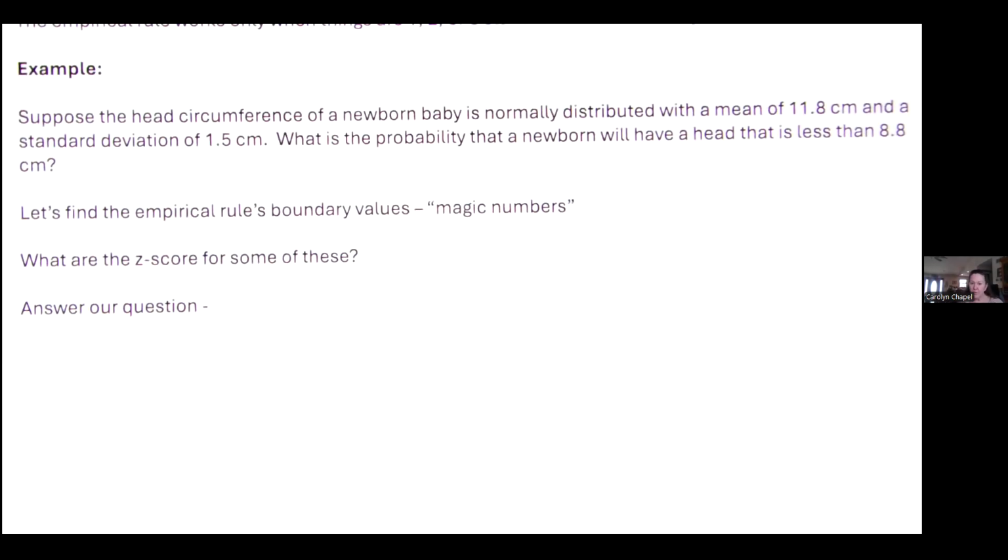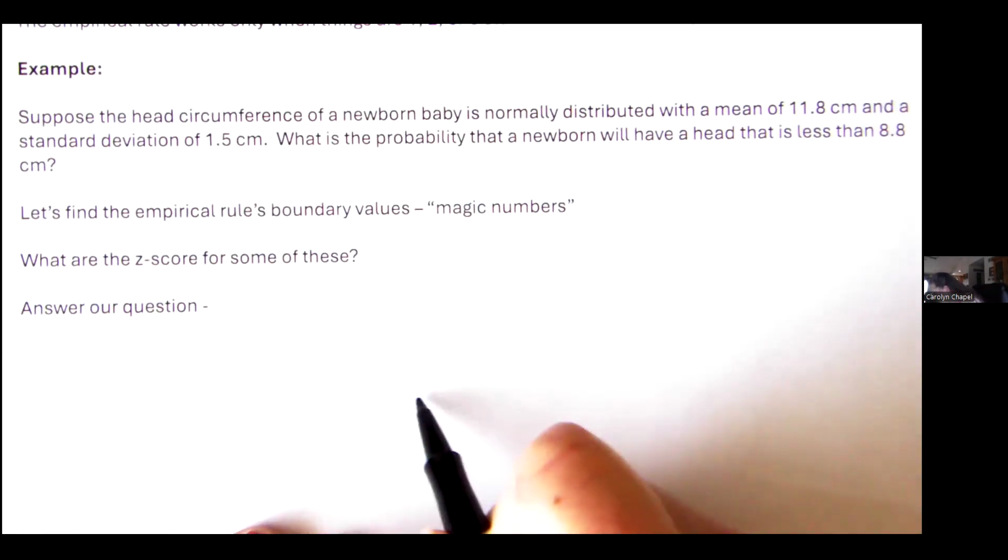But let's suppose that the size of a newborn baby's head has a mean of 11.8 and a standard deviation of 1.5 centimeters. So we want to find the probability that a newborn will have a head that is smaller than 8.8. Okay. And so what I'm going to do is find those little boundary values that set up the boundaries for the empirical rule. I like to refer to them as the magic numbers. They're the ones, the twos, and the threes as we go.